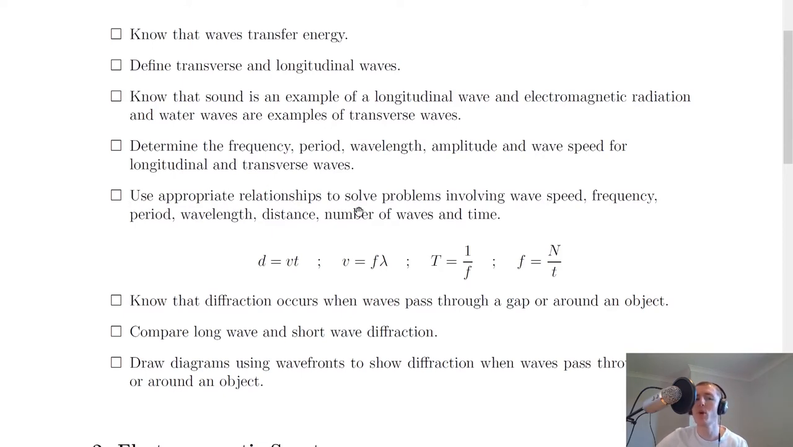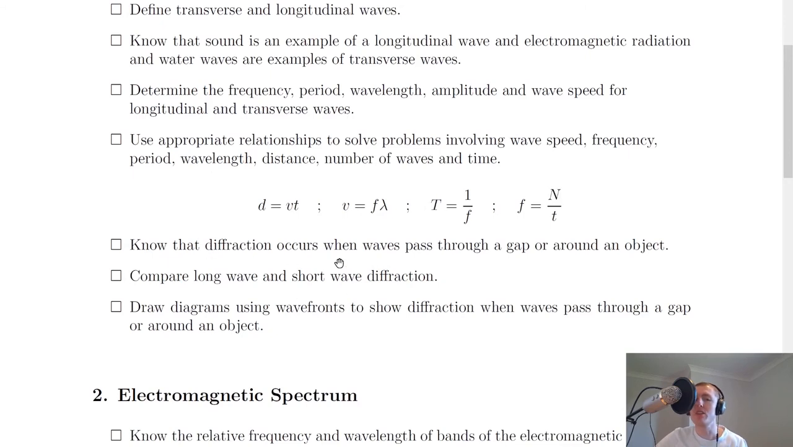So it says use appropriate relationships to solve problems involving wave speed, frequency, period, wavelength, distance, number of waves, and time. So you need to be able to use all four of these equations comfortably. So we've got distance equals speed times time, the wave equation v equals f lambda, we've got T equals 1 over f relating the period and the frequency, and we've got the equation f equals N over T relating frequency, number of waves, and time.